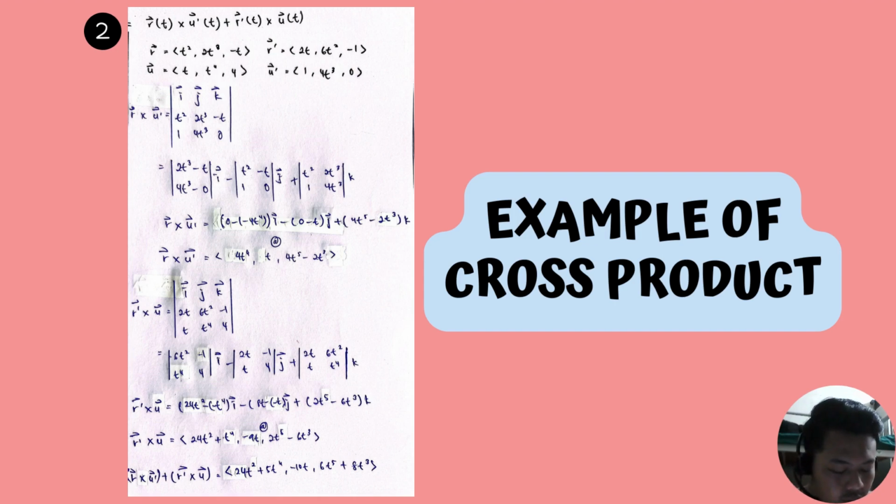Let's go ahead and find the cross product first. For the first row, we have ijk. For the second row, we have t2, t square, 2t power of 3 and negative t, and the last row we have 1, 4t power of 3 and 0. So you have to evaluate the same like before, and we will get 4t power of 4 and t, and also 4t power of 5 minus 2t power of 3. Okay, that is the answer for r times u prime.